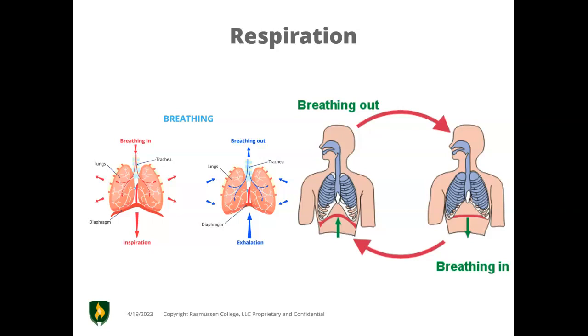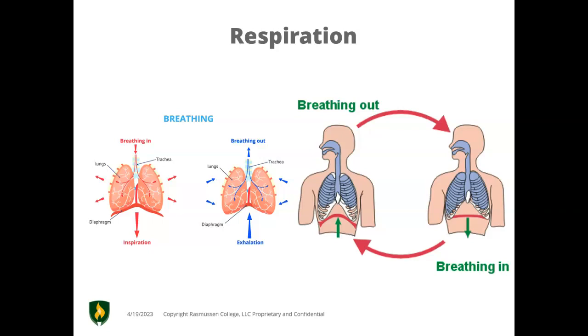The second is external respiration, which is the exchange of oxygen and carbon dioxide between the alveoli and the blood in the pulmonary capillaries. The third is transportation of the respiratory gases, which is when the blood, aided by the cardiovascular system, transports the carbon dioxide to the lungs and the oxygen to the body cells. And the fourth process is internal respiration. This is where the exchange of oxygen and carbon dioxide between the body cells and the blood happens in the systemic capillaries.